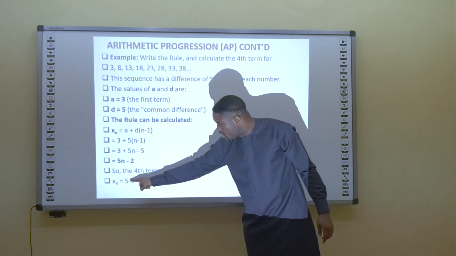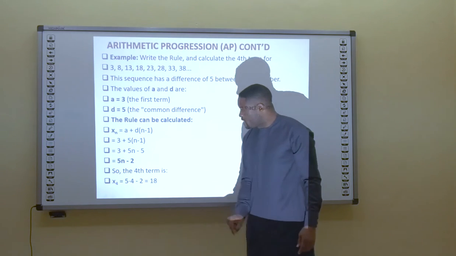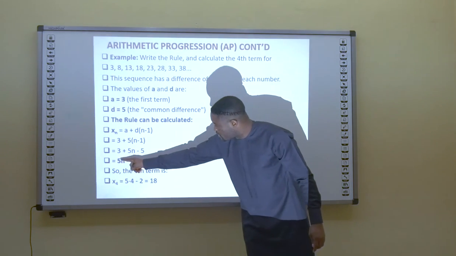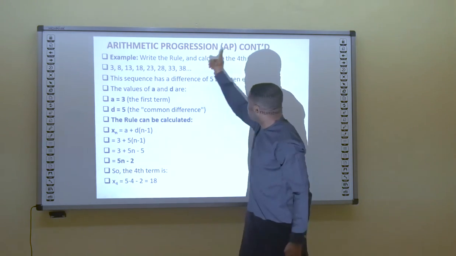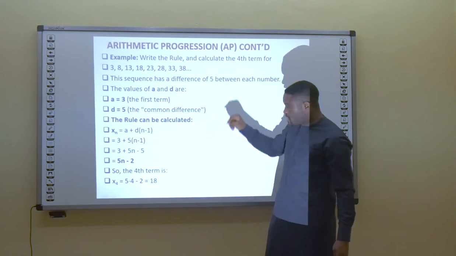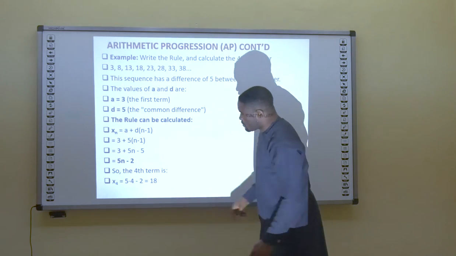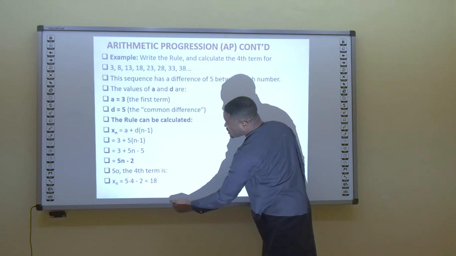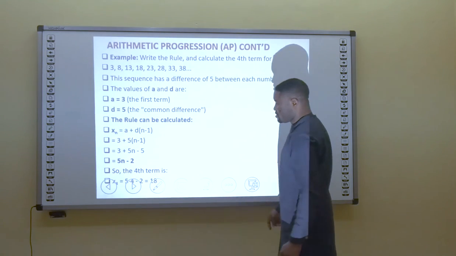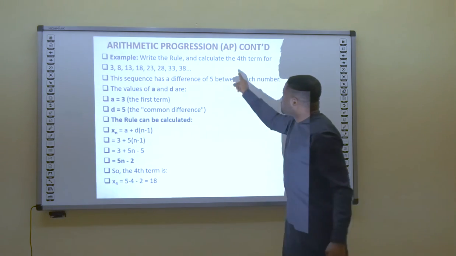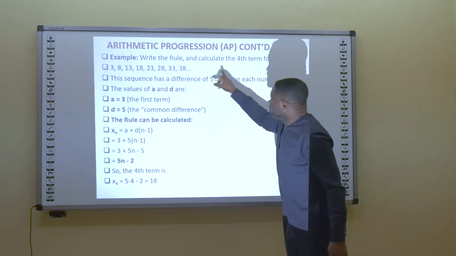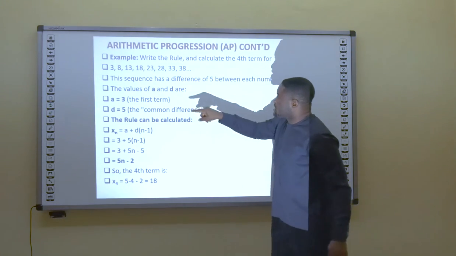But this dot here simply says that 5 is multiplying 4, as a result of the fact that our n here is equal to 4, because we are asked to look for the fourth term. So when you do that, you see that 5 times 4 will give you 20, and then 20 minus 2 will give you 18. So the fourth term in this sequence is 18.